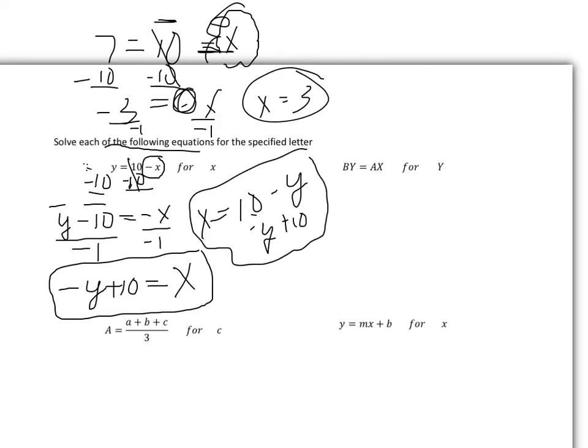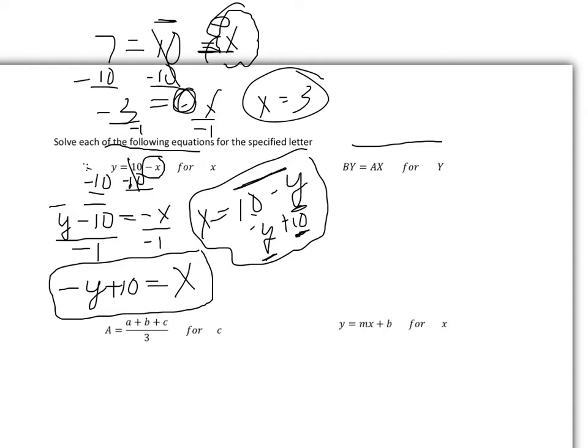Notice the 10 is positive here, the 10 is positive here, the y is negative here, the y is negative here, and we're good. And there's not specifically a way to check your answer. You're not going to plug this in for the x, but if you did, you would notice that you did get something true.